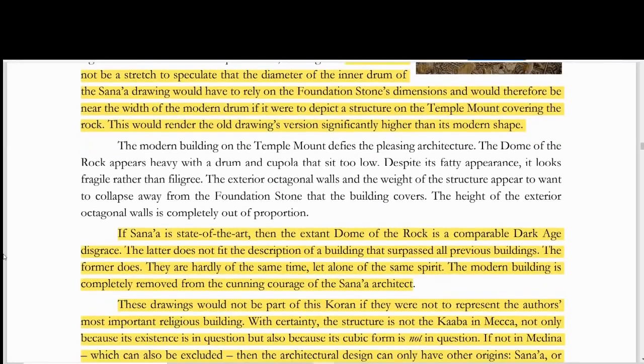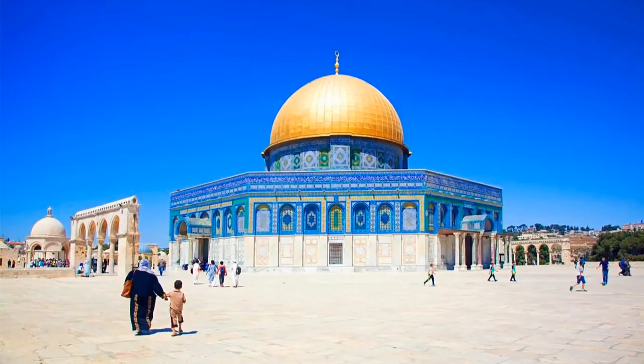The modern building on the Temple Mount defies the pleasing architecture. The Dome of the Rock appears heavy with a drum and cupola that sit too low. Despite its fatty appearance, it looks fragile rather than filigree. Exterior octagonal walls and the weight of the structure appear to want to collapse away from the foundation stone that the building covers. The height of the exterior octagonal walls is completely out of proportion.